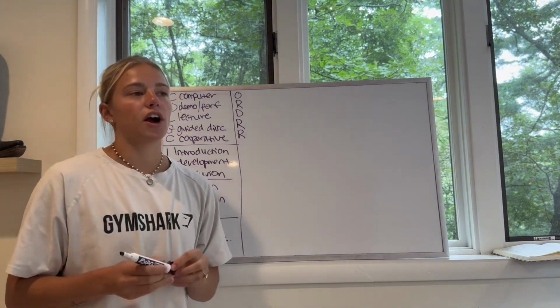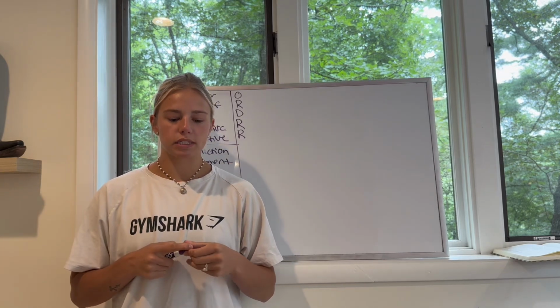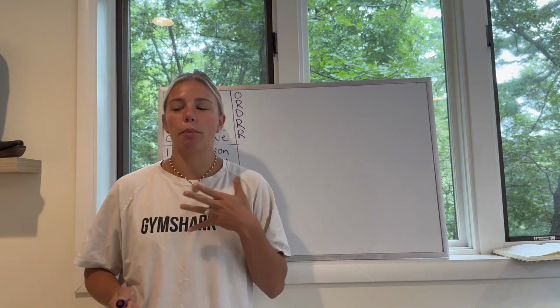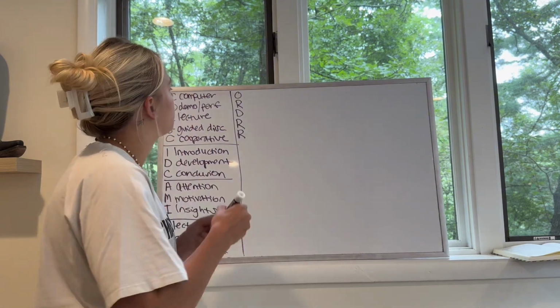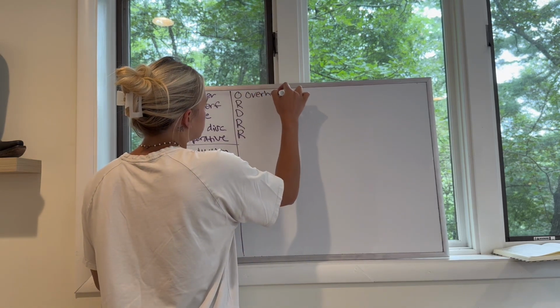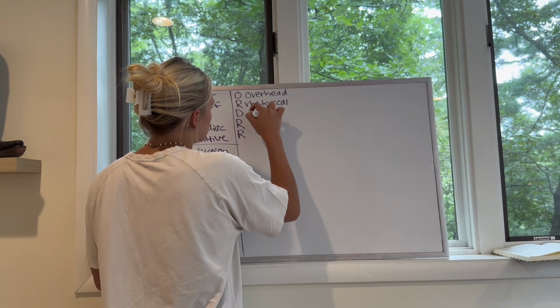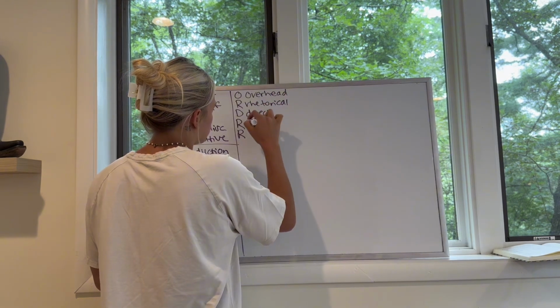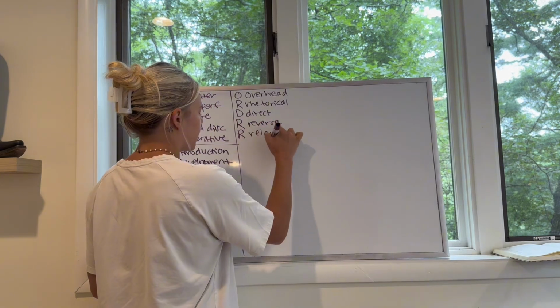ORDRR. This stands for our guided discussion questions. So this isn't super important. Some of these aren't very important, but if you are training for your CFI, you're probably going to be quizzed on this stuff at some point, so it's good to know. But these are types of questions. So overhead question, rhetorical question, direct question, reverse question, and a relay question.